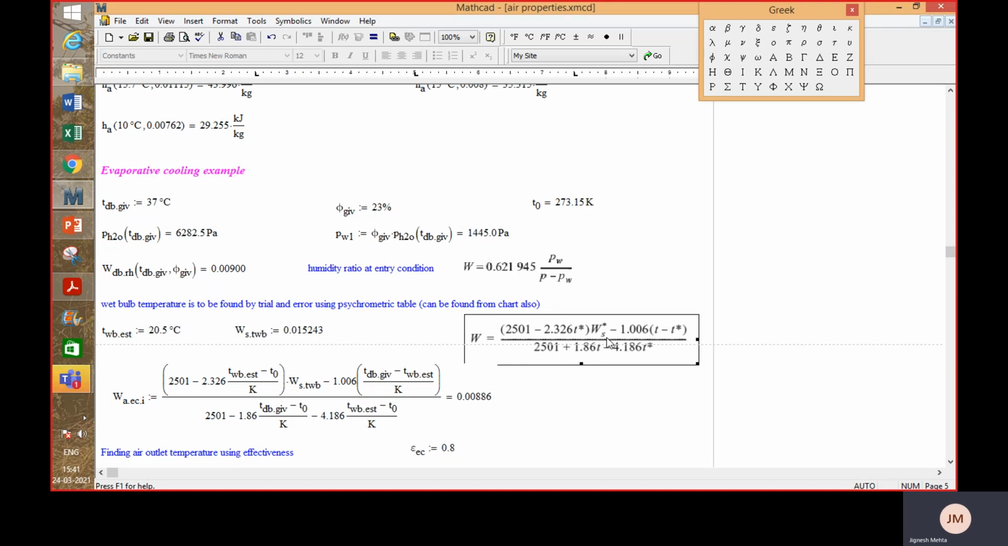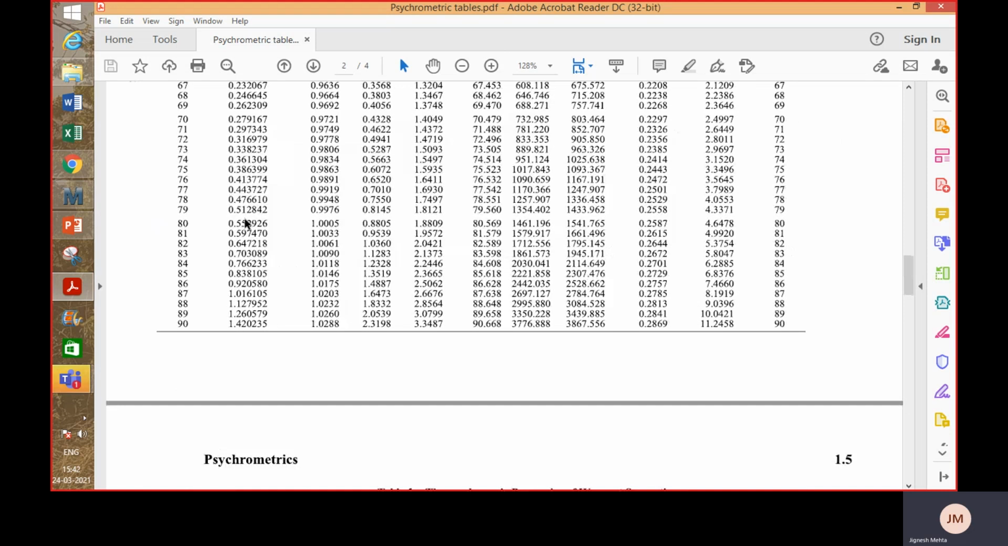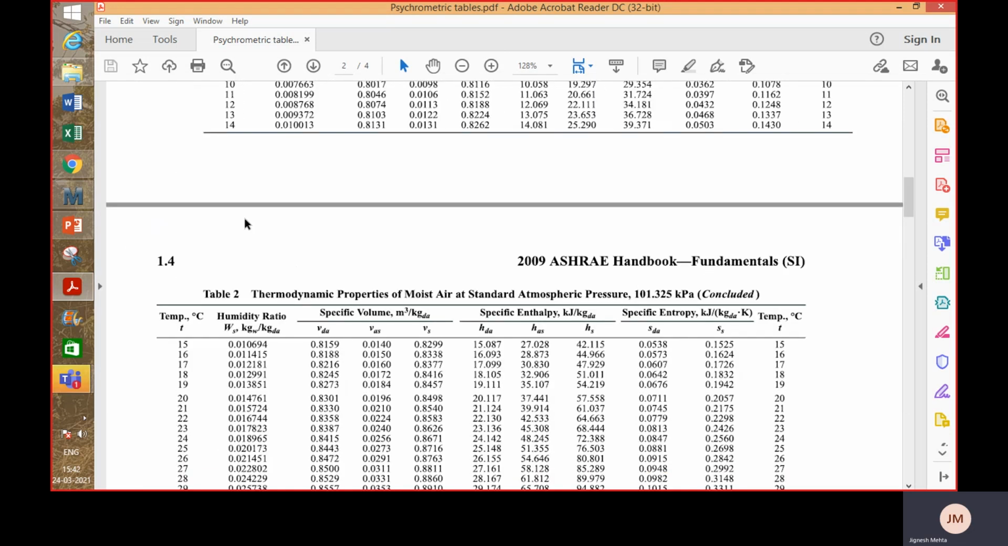So what you might do is you check it for 20 degrees Celsius and 21 degrees Celsius using the psychrometric tables. So you have to refer to the psychrometric tables. At 21, WS is 0.015724. At 20, it is 0.014761. You can try both, and whichever one gives a W value that is closer to 0.009, you can take that temperature.